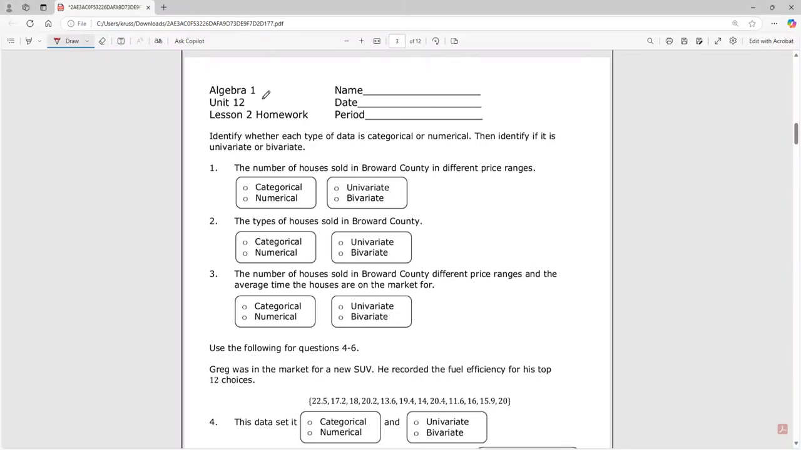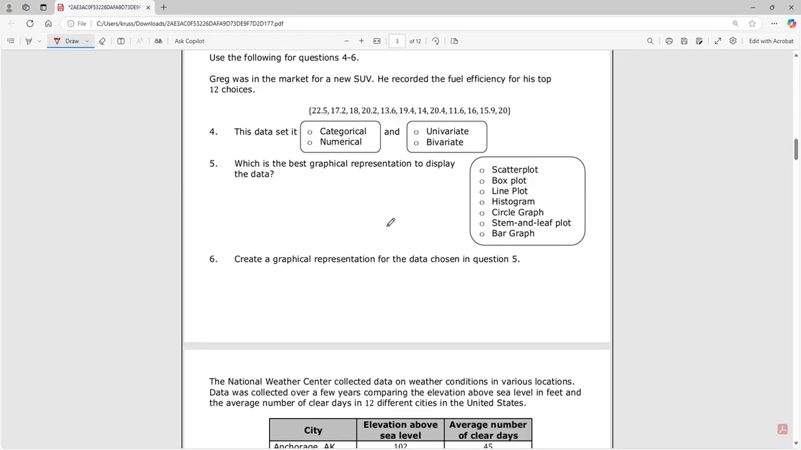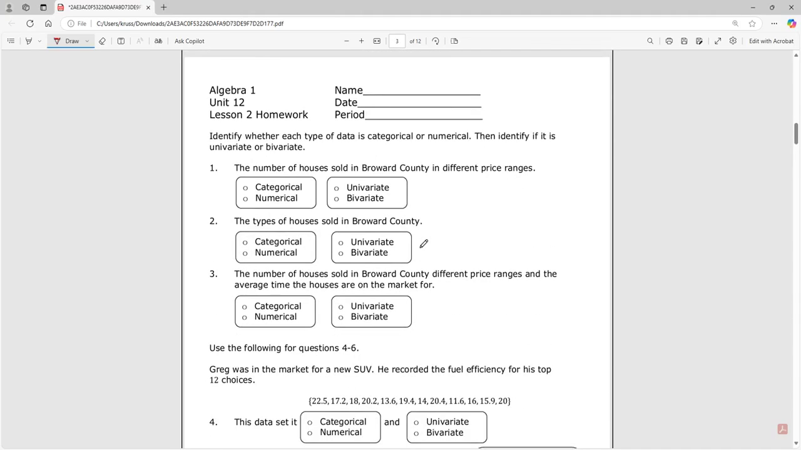All right, so lesson 2 has us identify what type of data is given to us in each one of these situations, whether it's numerical or categorical, or if it's a single variable or multiple variables, right? And then it goes into asking us what is the best graph for this type of data set. Exercise that some more. All right, so let's go ahead and get into this.